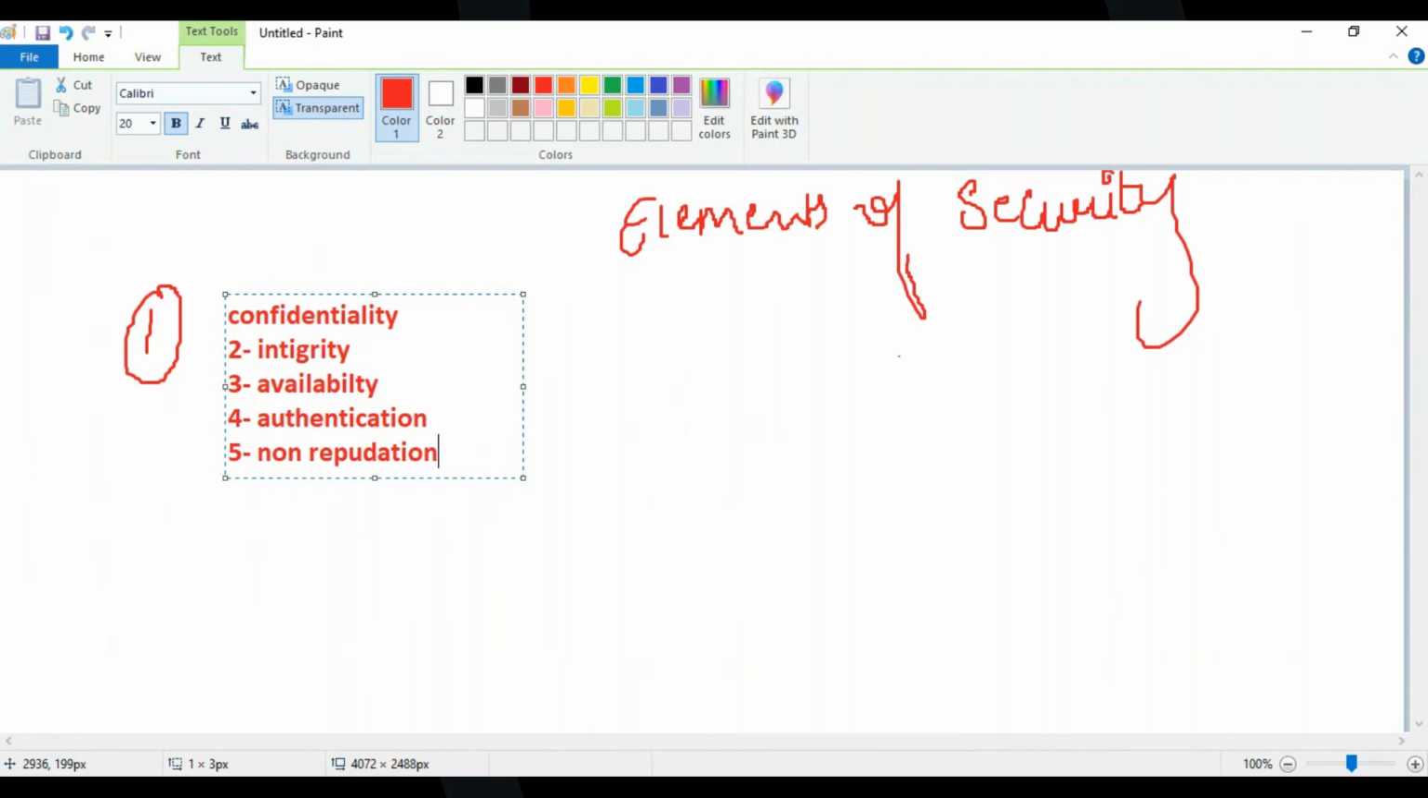Correct? See, what are the elements of a house? Just a moment. There is some disturbance from my side.